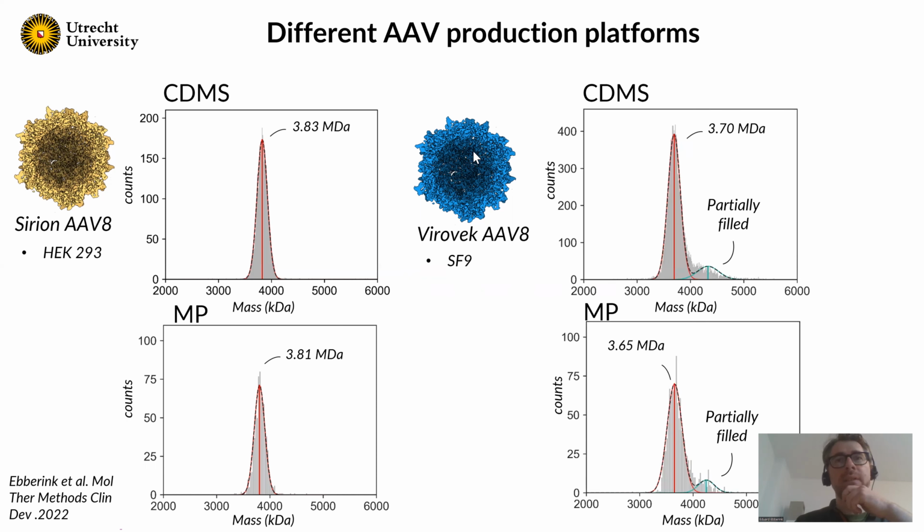Okay, I repeated basically both the same assay. So here on top we see the Orbitrap CDMS measurement, and we can see a major population of our empty particles and a very small side population which carries a little bit more mass, so potentially partially filled. And the mass photometry, we actually see the same picture. So here we have a main population of empty particles, and again, a small side population of particles that contain something extra. The mass here is about 3.7 megadalton for CDMS and 3.65 megadalton for the mass photometry.